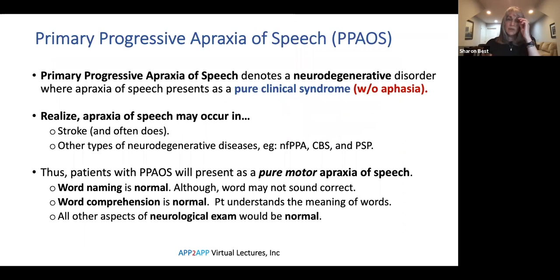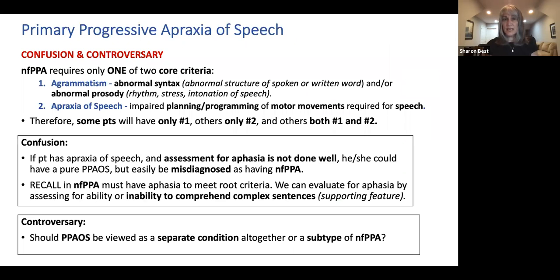Now, primary progressive apraxia of speech is also a neurodegenerative disease, but there's no aphasia. The patient just has apraxia of speech. So this patient's word naming will be normal, and word comprehension will be normal. Now there's some confusion and controversy, as you can imagine, because with a non-fluent PPA, the patient either has to have agrammatism or apraxia of speech. So if they have just the apraxia of speech, you can see how there can be a lot of confusion or misdiagnosis between non-fluent PPA and primary progressive apraxia of speech.